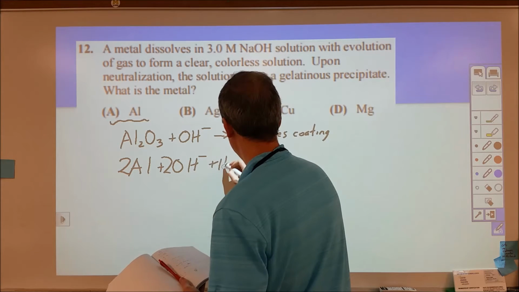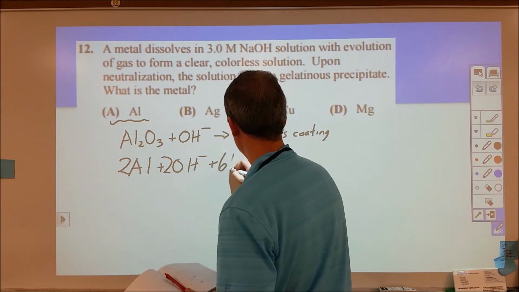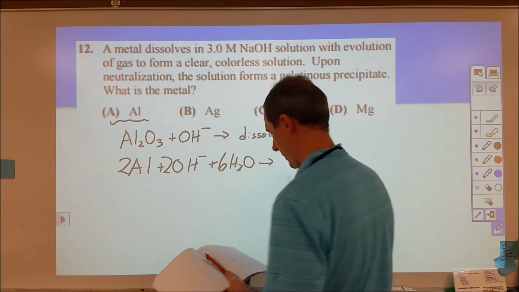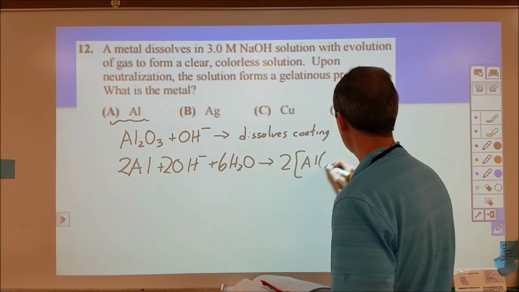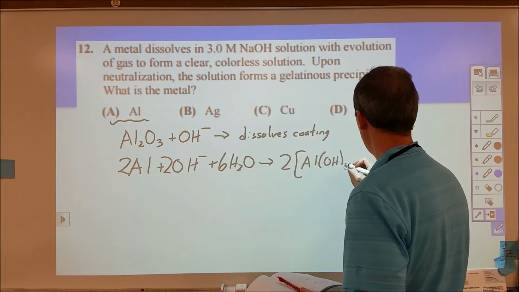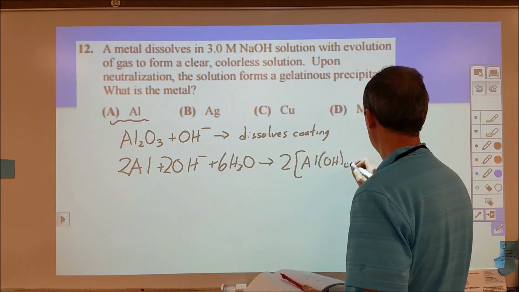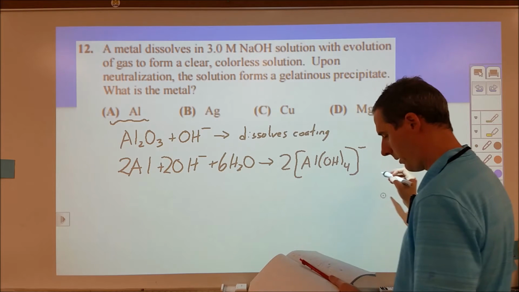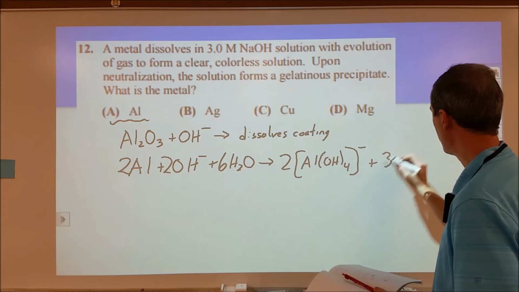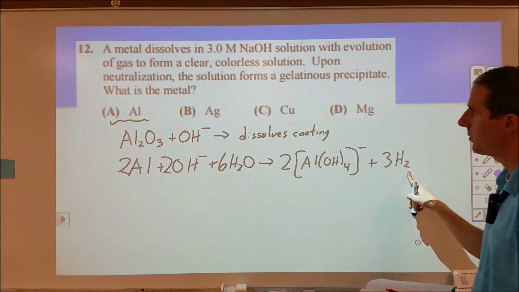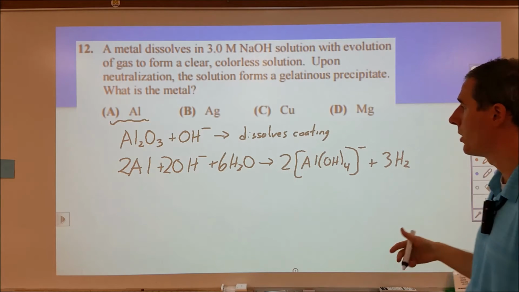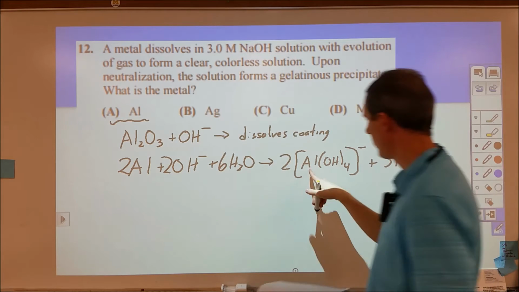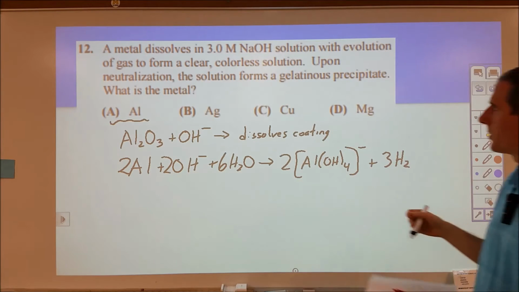And so, let's get the full thing out here. So we're going to end up forming 2 aluminum hydroxide, tetrahydroxa complex ions, and then hydrogen gas. So this is our gas being produced. So this is a complex ion, and therefore it's a colorless solution. And it's colorless because, of course, the aluminum does not have that d orbital splitting.